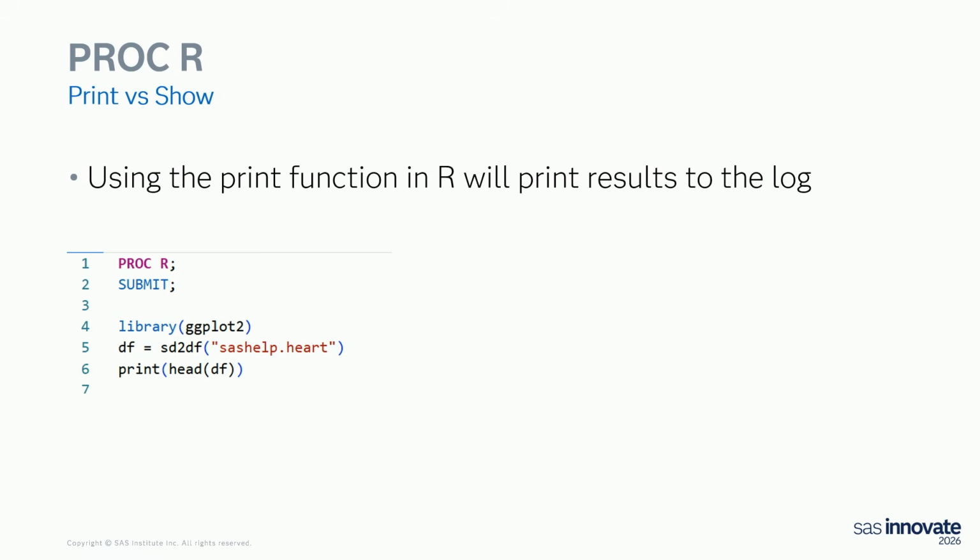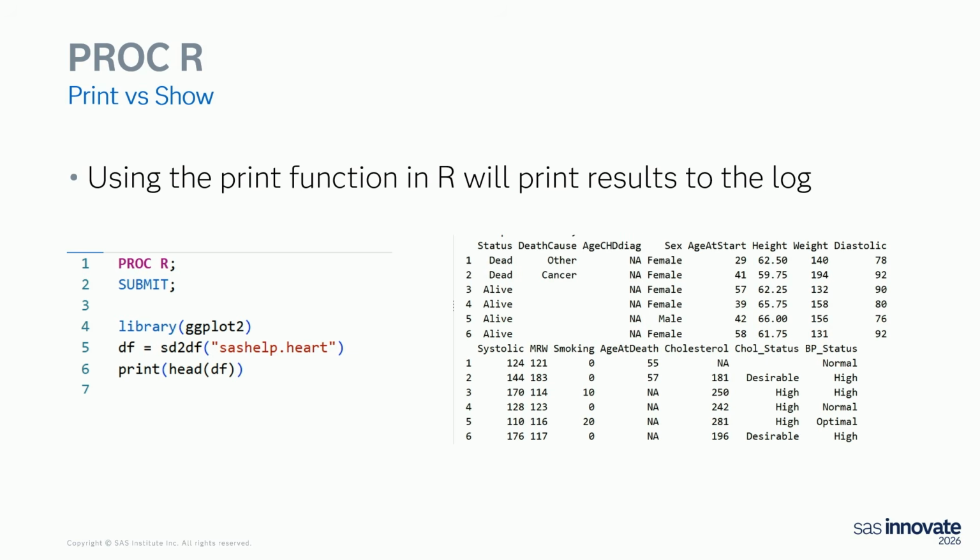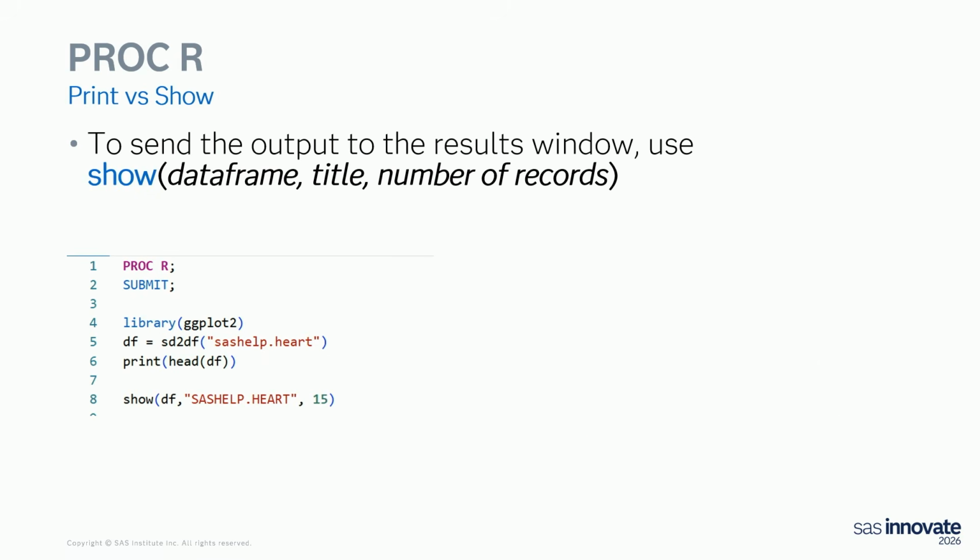Like I just said, if I'm just printing the header of this data frame I just set up, that's going to show up in the log. Not the greatest thing, it's ugly, but not horrible. But if I want to look at it in the results window, I use the show function. Okay, new function, the show function.